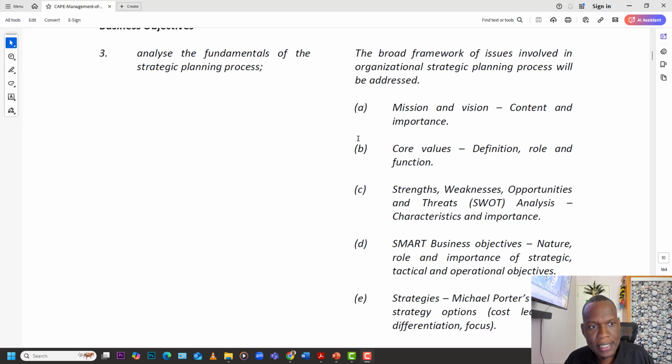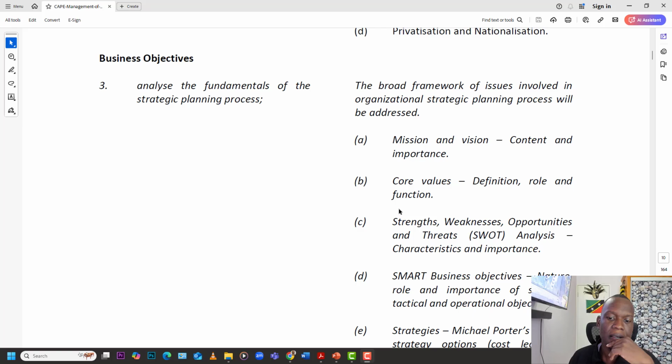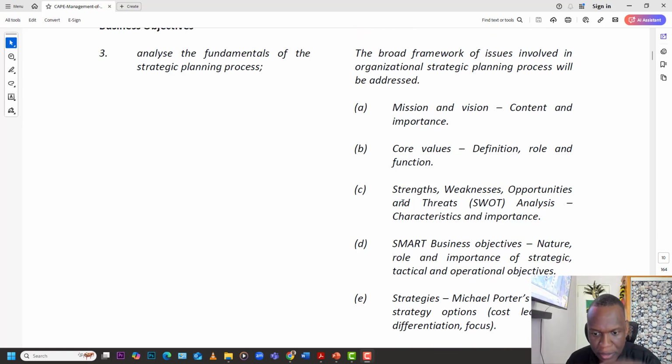And so last time we covered objective 3 and we looked at the mission and vision statements, and we looked at the different types of objectives, the SMART objectives, some strategic objectives, the operational objectives, etc. And so today we're going to continue in the syllabus.